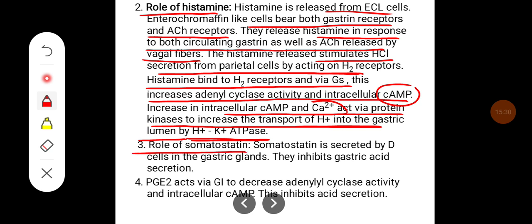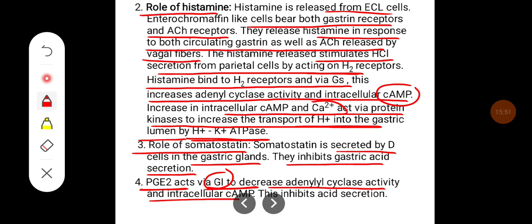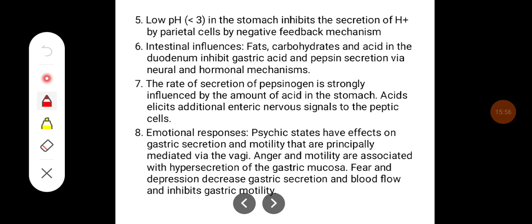Then the role of somatostatin. Somatostatin is secreted by D cells in the gastric glands and inhibits gastric acid secretion. Whereas prostaglandin E2 acts via G proteins, that is, they're mainly inhibitory and decrease the adenyl cyclase activity and intracellular cyclic AMP, and this is going to inhibit the acid secretion.